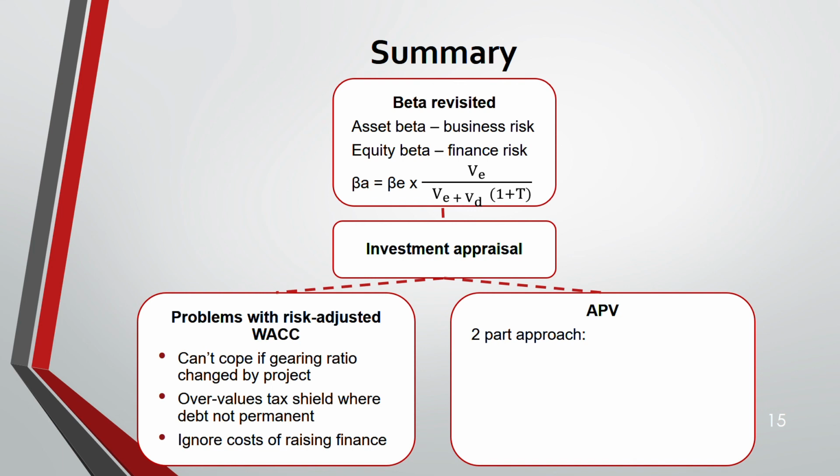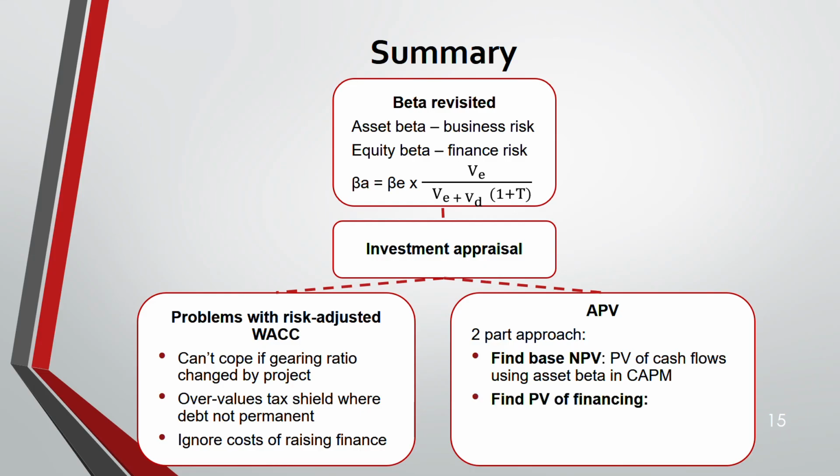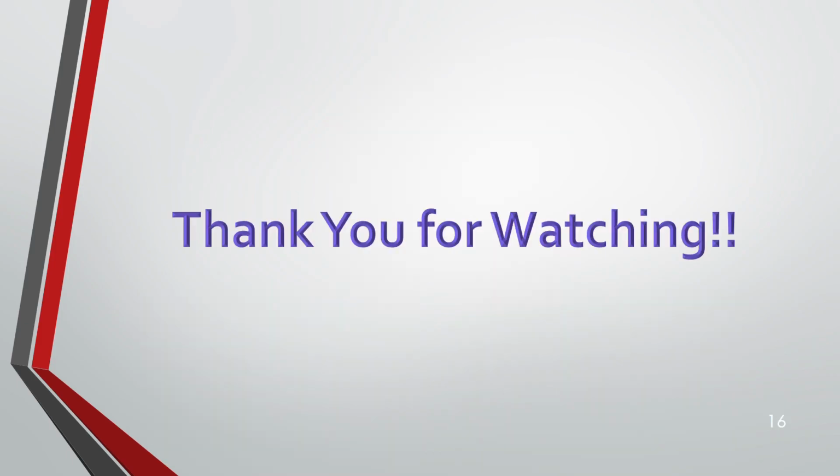There are two approaches to this. First, base case net present value, that is the present value of cash flow, found the normal way, but using the asset beta instead of equity beta in your CAPM. Next is your financing part: present value of issue cost on equity and debt, though debt normally does not come, and present value of tax relief. We also have debt capacity and subsidized loan, and those will also be added. So that's it for this lecture.